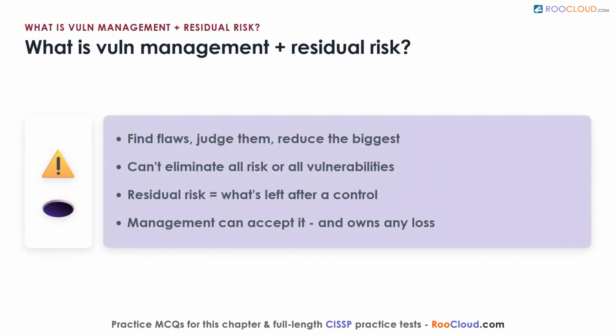What is vulnerability management and residual risk? Vulnerability management is the ongoing work of finding flaws, judging them, and reducing the ones that matter most. You cannot eliminate every vulnerability any more than you can eliminate all risk, so you focus on the biggest exposures. And here is a key idea. After you apply a control, whatever risk remains is residual risk. Management can consciously choose to accept that leftover risk rather than spend more to chase it. If a minor fix would break an important application, leadership may decide to live with the flaw for now. When management accepts a risk, management owns any resulting loss.